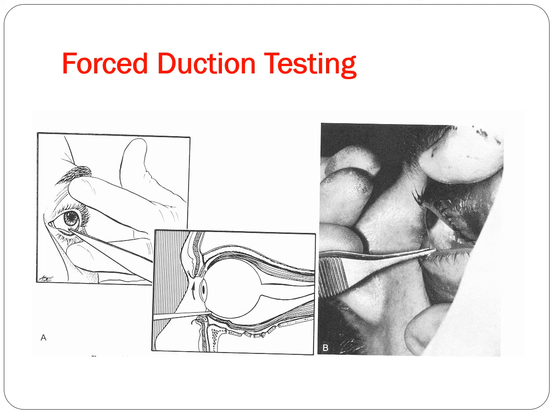You can see in the floor of the orbit there are multiple fractures. The muscle will be entrapped. So we can confirm this using the forced duction test.